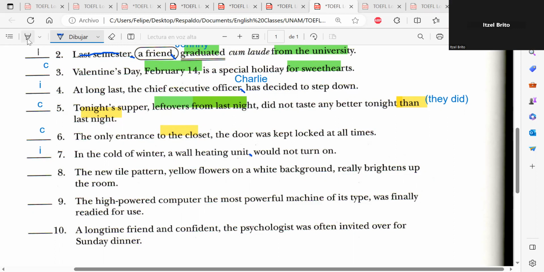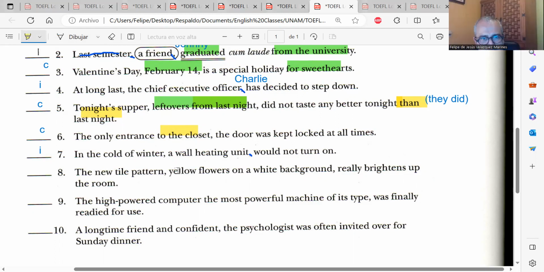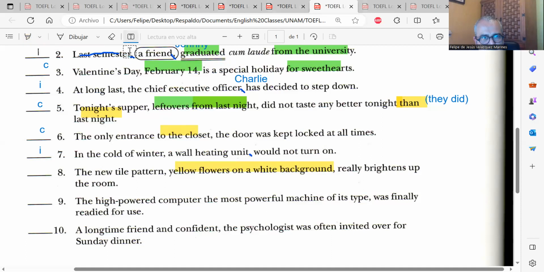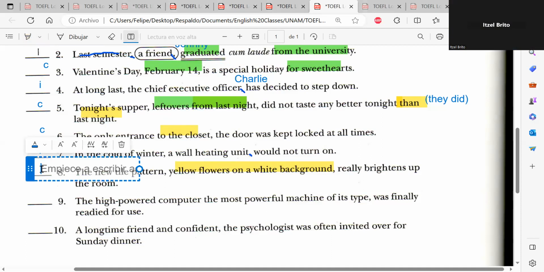What is this? Yellow flowers and a white. Is this the subject? Look at the commas. What is it? The new tile pattern really brightens up the room. Okay, yes, I have it. That's correct. Why? Because we have the new tile pattern, so you have it there.